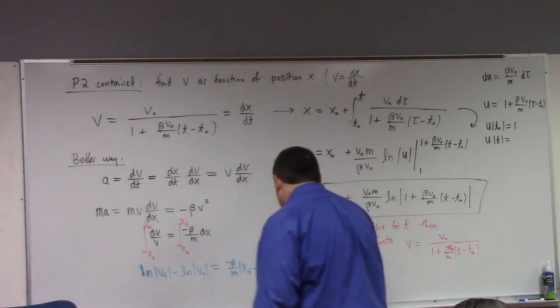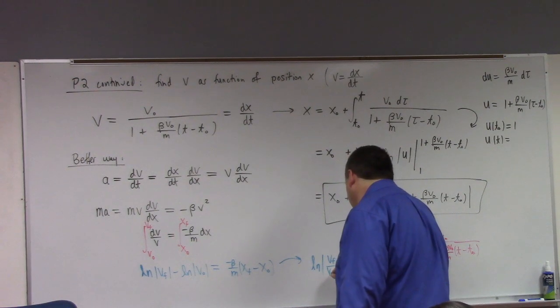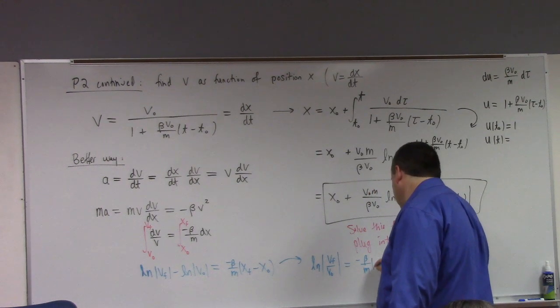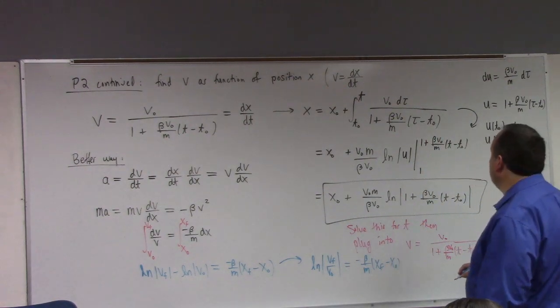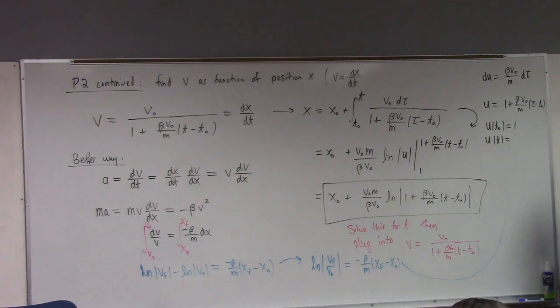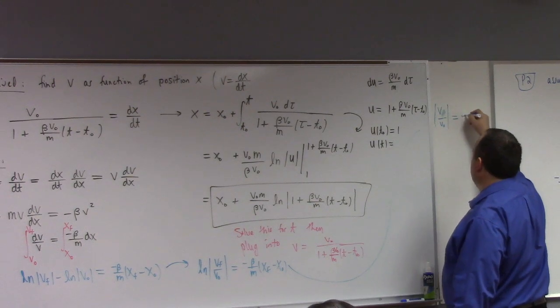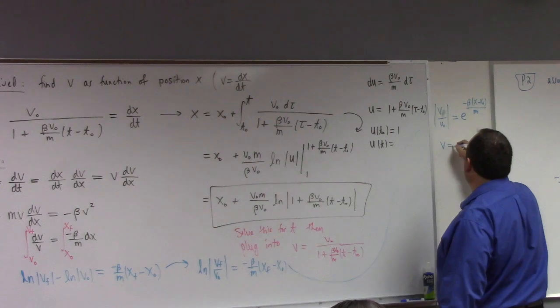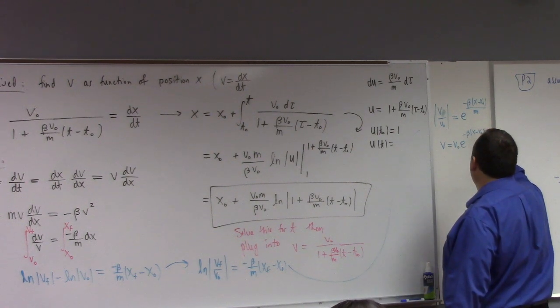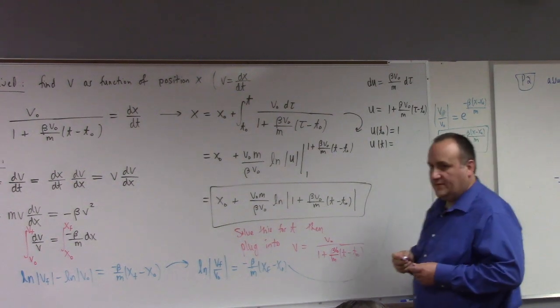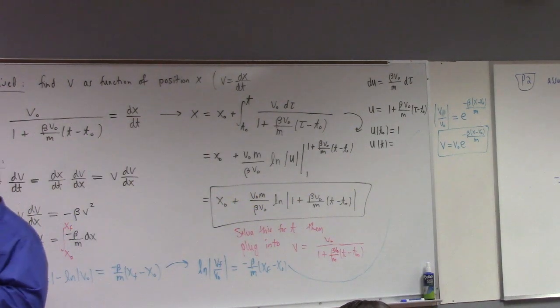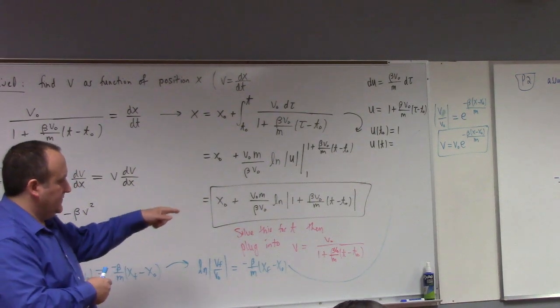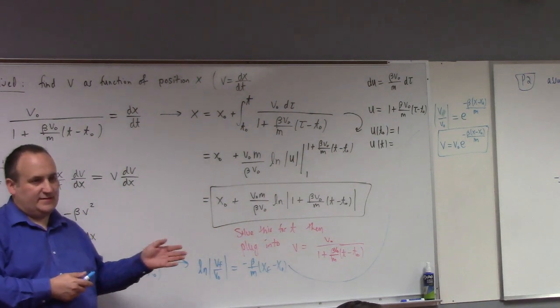So this is the log of the quotient of vf by v naught is equal to minus beta over m times xf minus x naught, which I'll continue working over here. So that gives me, actually, let's say the absolute value of v over v naught is equal to e to the minus beta (x minus x naught) over m, which then gives me v is equal to v naught e to the minus beta (x minus x naught) over m. And there you go. That's the velocity as a function of position, if I haven't made a mistake. So what I did in the last step there was I set vf equal to v, and I set xf equal to x, okay?